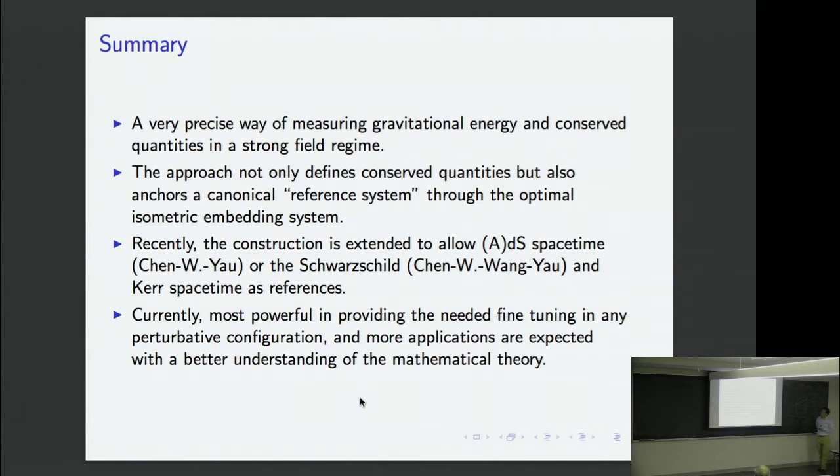Recently, we were able to extend this construction to allow de Sitter or anti-de Sitter space-time as a reference, so that now you give me a physical two-dimensional surface, and I'll be able to find the best match in AdS space-time. We also did it in the Schwarzschild case, and we think the curved space-time case is also doable. So you can imagine a situation where this becomes quite useful.